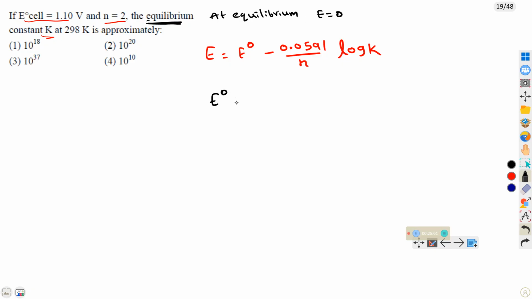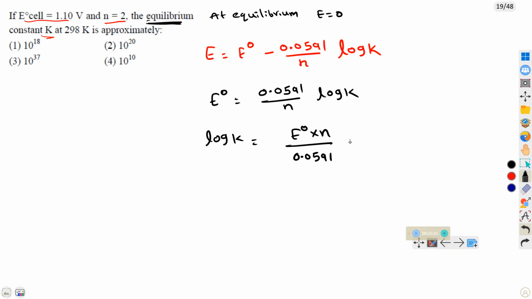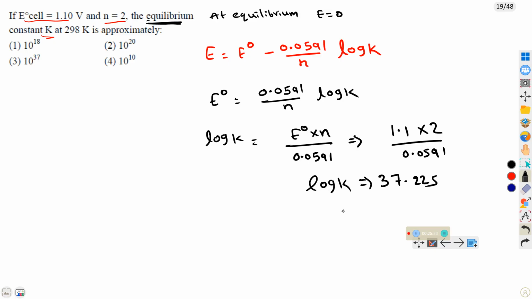Then E naught is equal to 0.0591 by n log k. Then log k is equal to E naught into n by 0.0591. What is the E naught value? 1.1 into 2 by 0.0591. Simplify, then you will get 37.225 log k value. Then k is equal to 10 power 37.225, approximately 10 power 37.